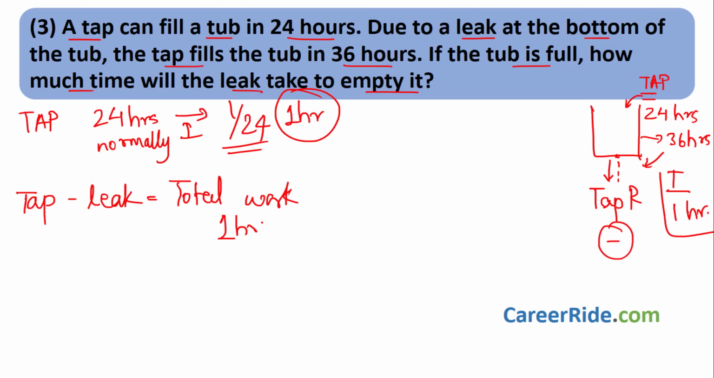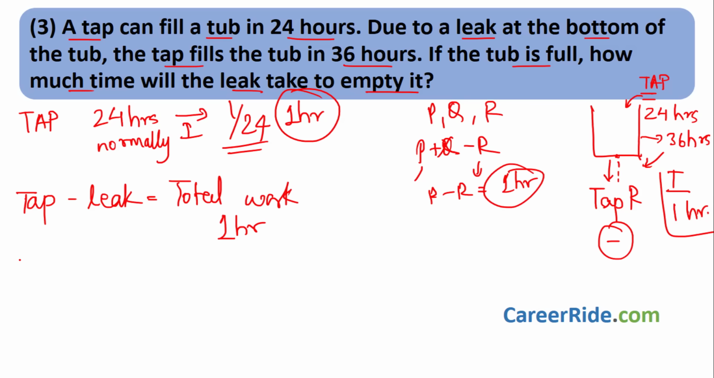In the previous sum, we had pipe P which is filling, pipe Q which is filling, and pipe R which is emptying, so we had P plus Q minus R. Over here we just have tap P, Q is not there, and we have the leak which is tap R. So we will have P minus R, with both of them open. So in 1 hour, how much work is done totally? Same way over here. In 1 hour, normally the tap does 1 by 24. How much work is done by the leak? We do not know. What is the total work done in 1 hour? Let's see.